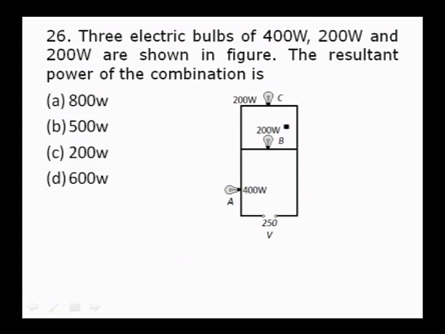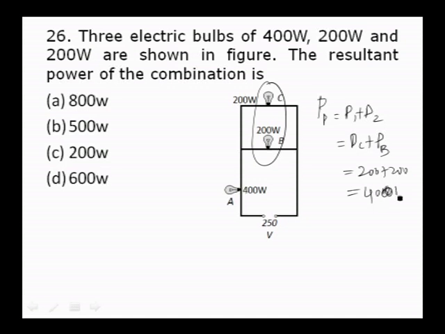See, C and B are in parallel and A is in series with this parallel combination. First we note the options. Option A 800 watt, option B 500 watt, option C 200 watt, option D 600 watt. For parallel combination, we have power in parallel is equal to P1 plus P2. For this particular problem, PC plus PB. So this is 200 plus 200, which is equal to 400 watt.